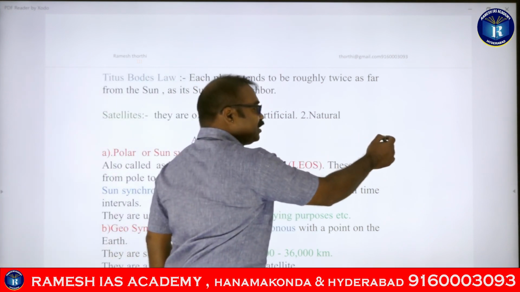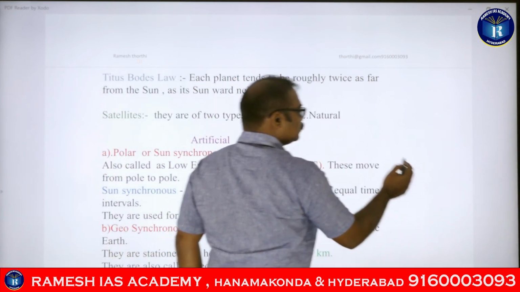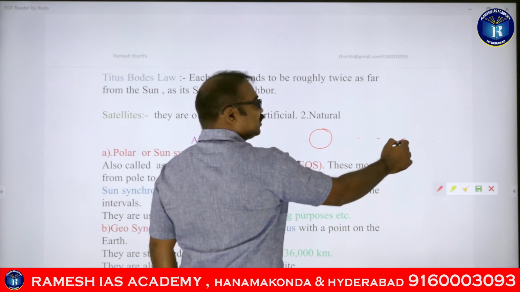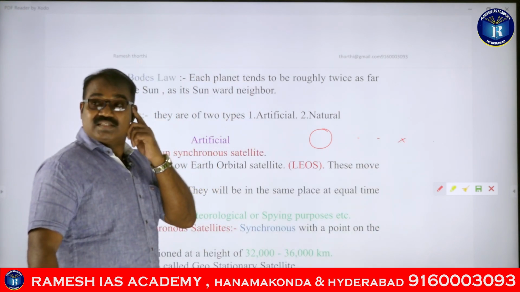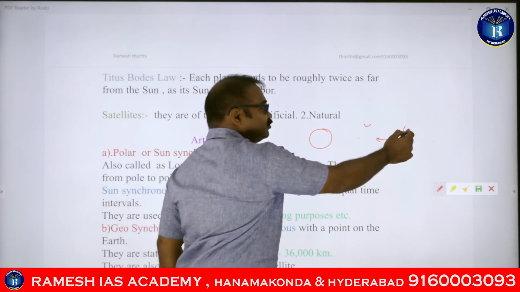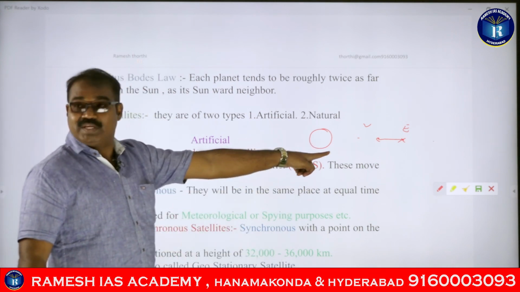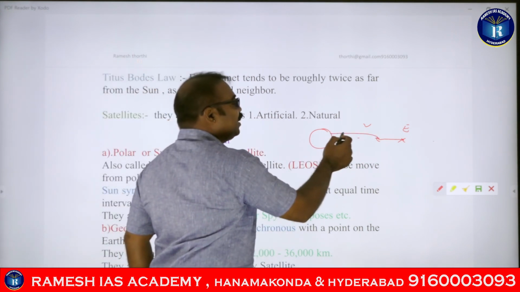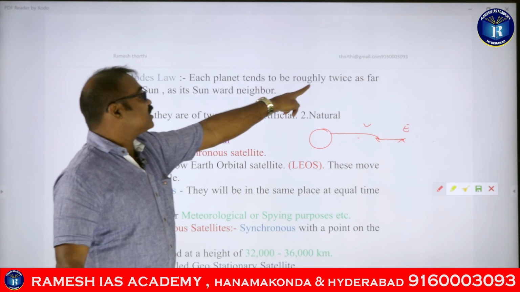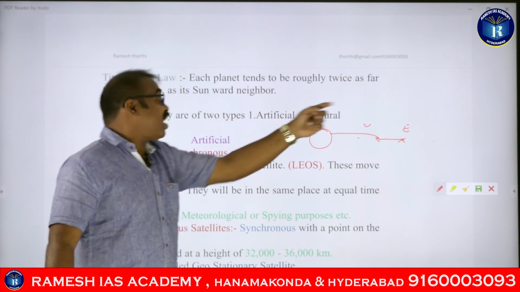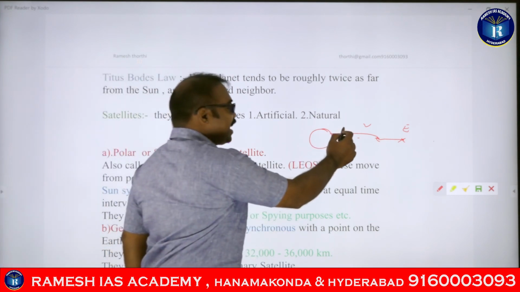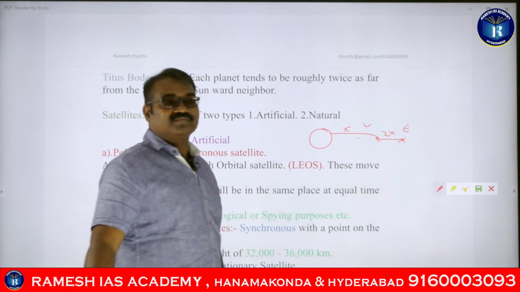Let us suppose this is the sun and these are all the planets. Let us talk about our Earth. The distance between the Earth and its previous planet, Venus, is twice the distance between Venus and the sun. So each and every planet tends to be roughly twice as far from the sun as its sunward neighbor. So this is x, this is 2x.